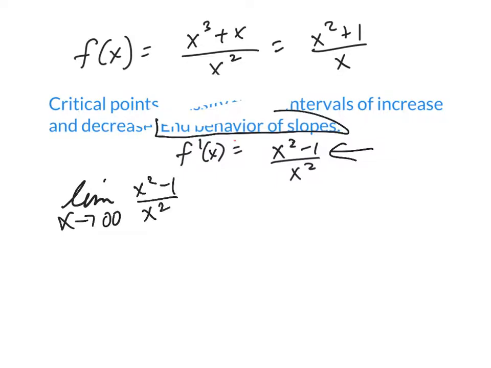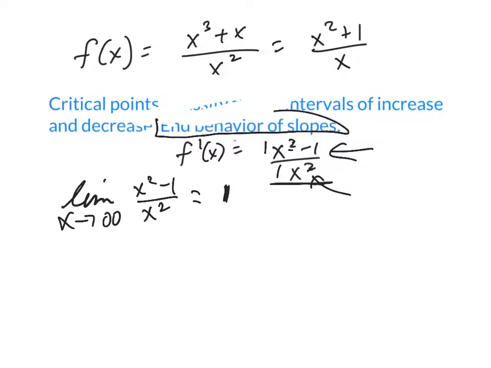Now going back to end behaviors, this is still a rational function. And if you notice, the degrees are the same. So what that means is I'm going to have a horizontal asymptote at 1 because the leading coefficients are 1. So in other words, the limit of this function here is going to be 1.